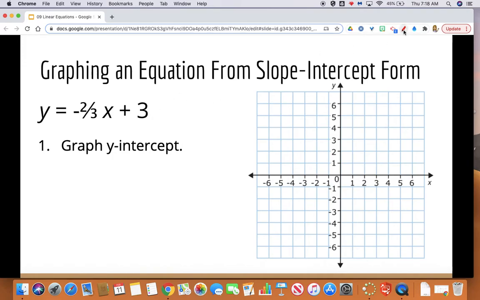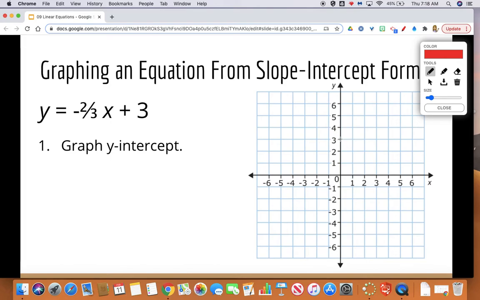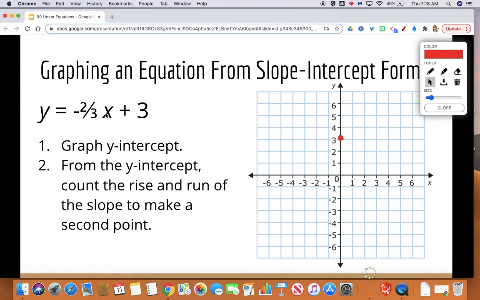So what is our y-intercept in this equation? +3. That's where this line is going to cross the y-axis. So that's where we're going to start. Now we're going to graph our slope from that y-intercept. So we're going to count the rise and the run of the slope to make a second point.